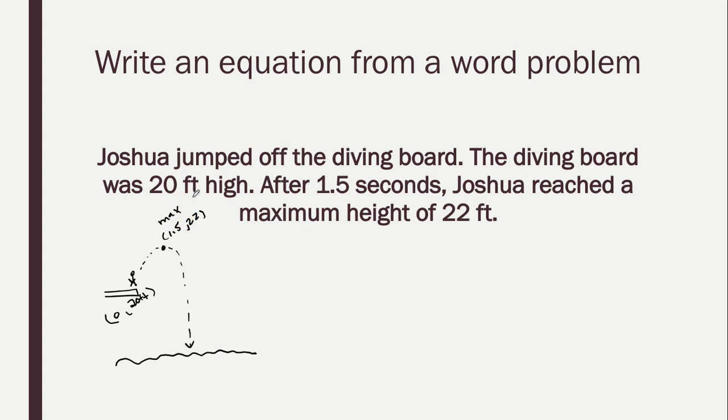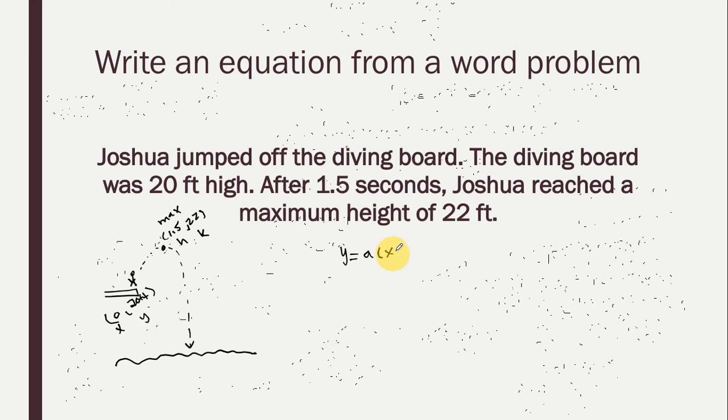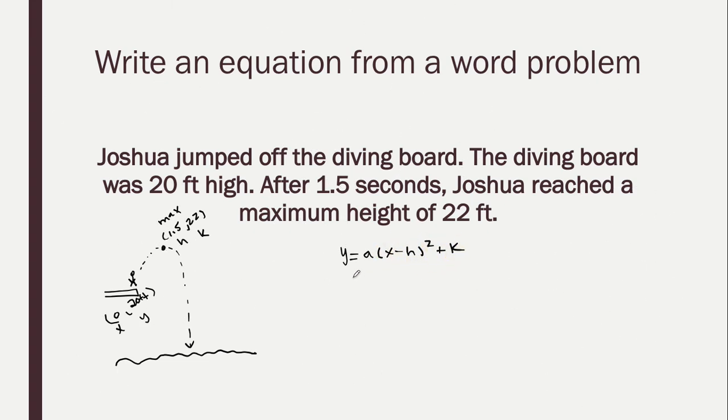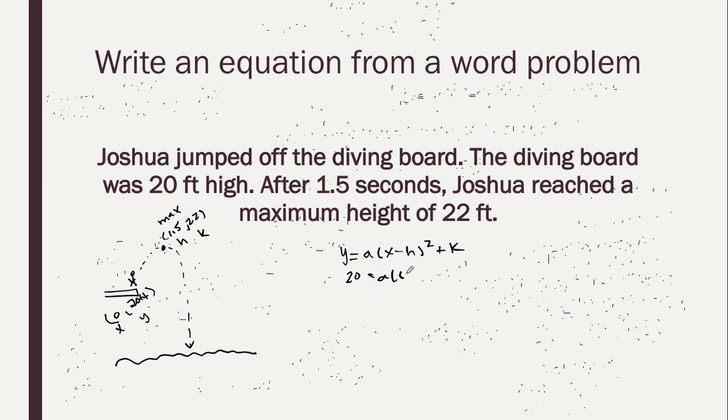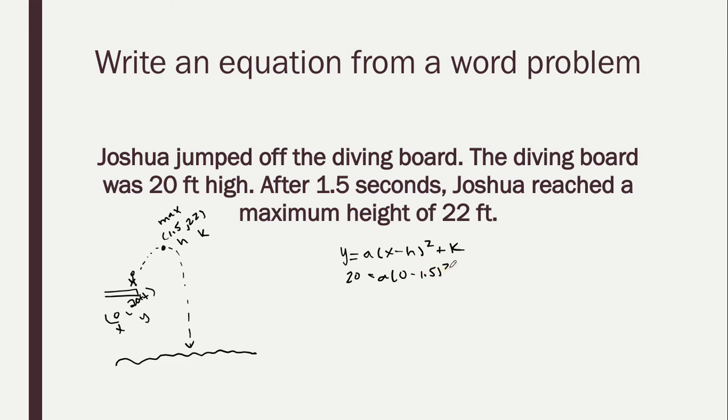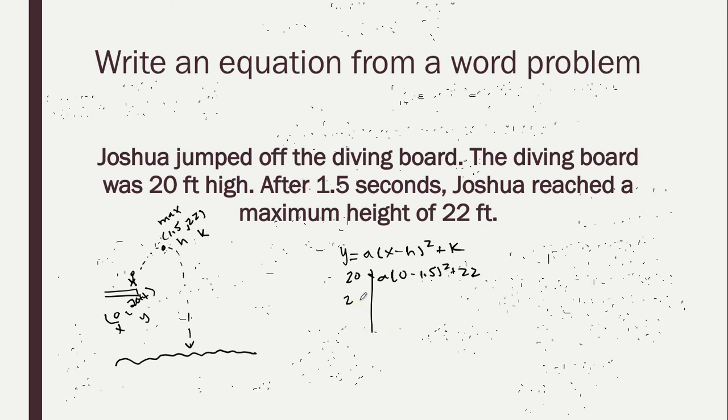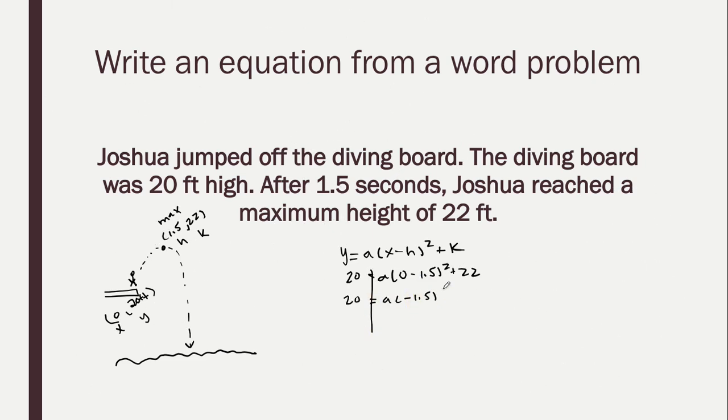So we want to write an equation. So we need to label our stuff. We have our x, our y, our h, and our k. Plug it all in to y equals a, x minus h squared plus k. And I'm going to go fast through this because you paused the video, right? And you did it yourself. Excuse me. So 20 equals a times negative 1.5 squared plus 22. Negative 1.5 squared is 2.25.